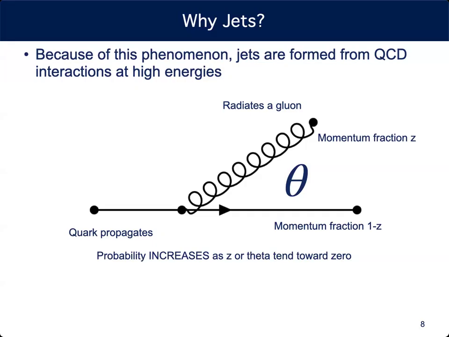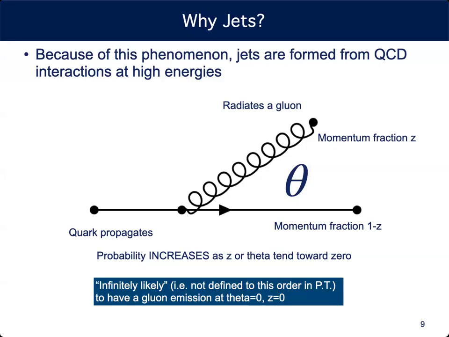What happens with this radiation is that because of asymptotic freedom, the probability for radiating a gluon increases as z goes down or as theta goes down. This is the microscopic, instantaneous picture of what's happening. If you reduce the momentum fraction to 0 or theta to 0, you get something infinitely likely, which is meaningless. It just means it's not defined at this order of perturbation theory. You'll just have other particles getting flopped around if you have a gluon emission at theta equals 0 or z equals 0 or both.